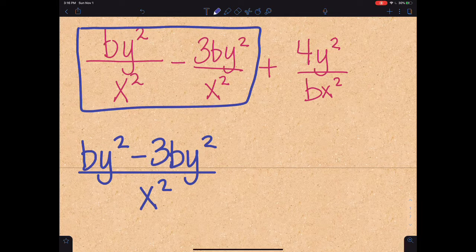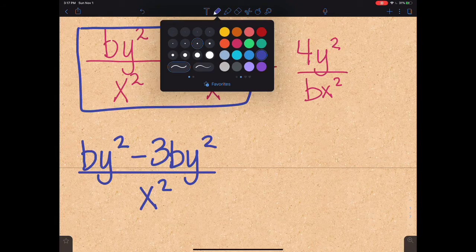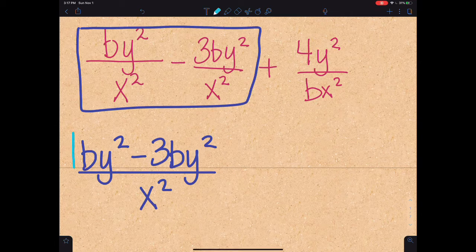The other thing that is interesting about this is that this by squared and this by squared are the same. So it's kind of like the exact same variables, but you have a different coefficient. The coefficient here is 3, and the coefficient here, since there's not one there, is basically 1. So it's kind of like 1x minus 3x. It's just written a little bit more complicated of a way. So if you have 1x minus 3x, the answer is going to be negative 2x, right?